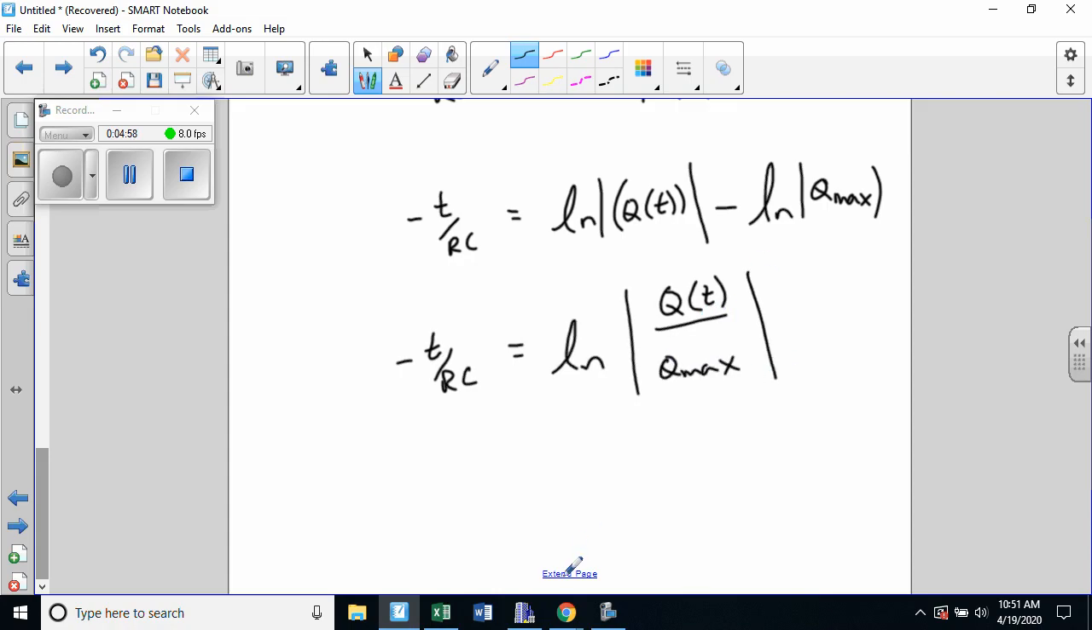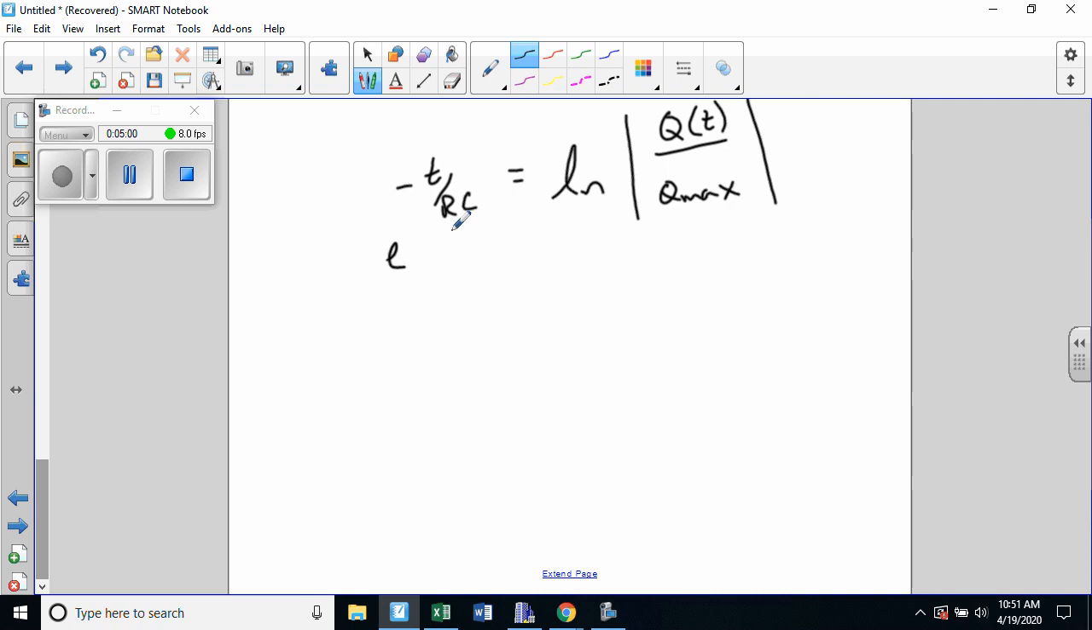And we want to get rid of the natural log, so we're going to exponentiate both sides. So e raised to the power, we get e to the minus t over RC. Notice you get that tau, the time constant, again. You get this e to the minus t over RC that we saw in the charging capacitor is equal to Q as a function of time divided by Q max. And this is pretty simple algebra. I'm just going to multiply by Q max.